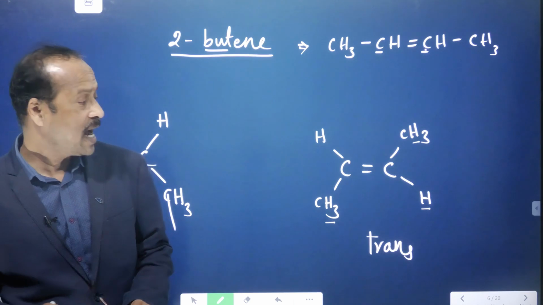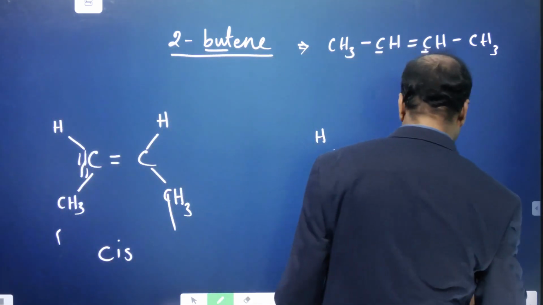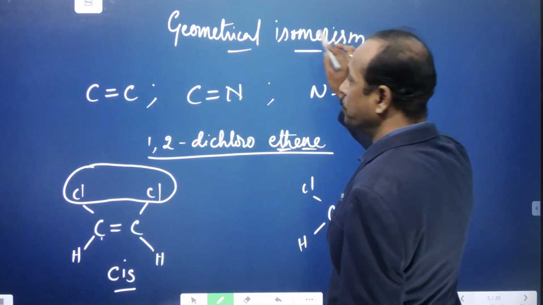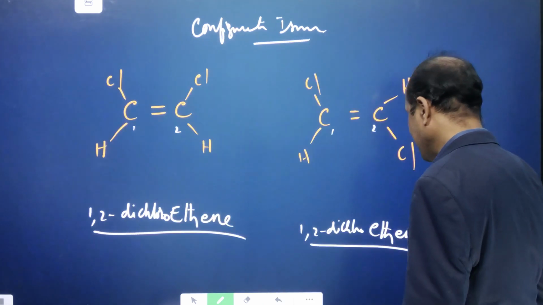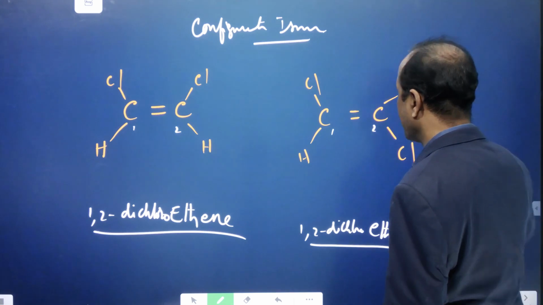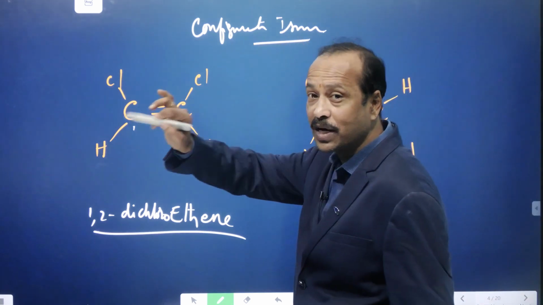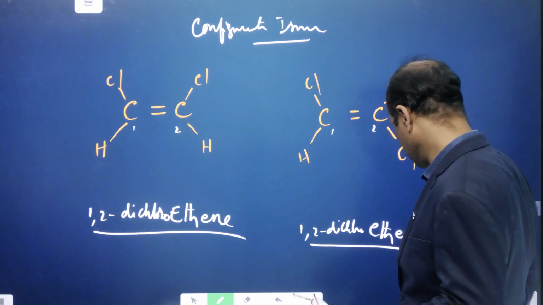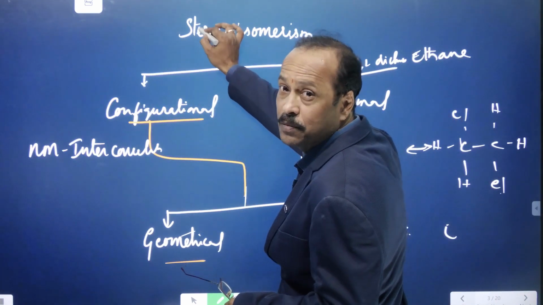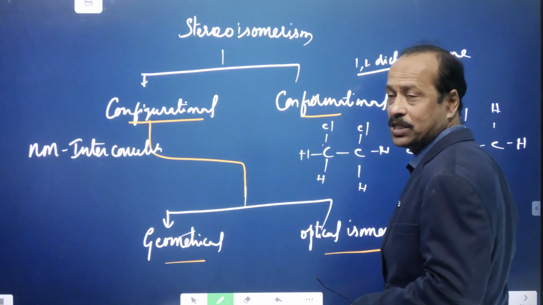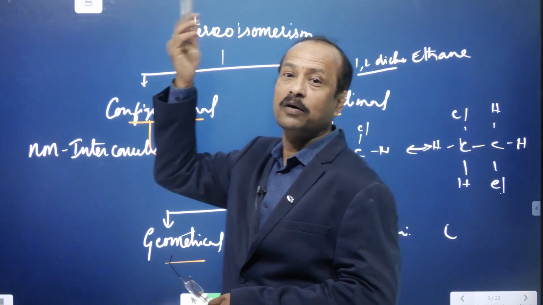Clear? The cis and trans isomers are what? They are part of the geometrical isomers. What is a geometrical isomer? Geometrical isomer is a part of the configurational isomers. What is configurational isomer? Configurational isomerism is a part of stereoisomerism. Stereoisomerism is a part of isomerism.